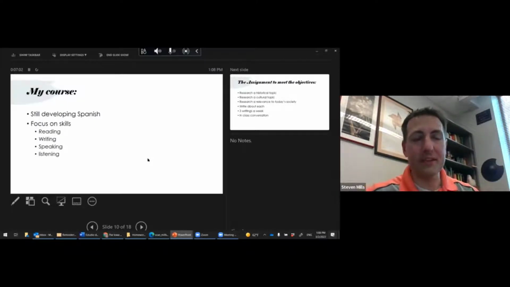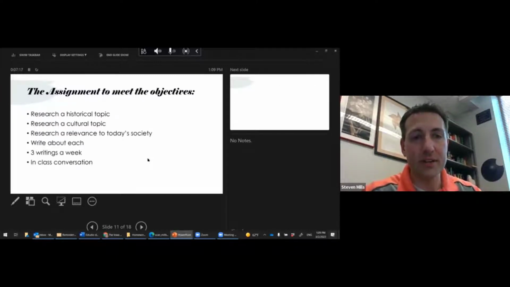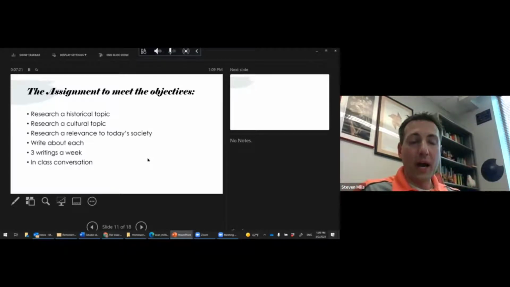They're still developing Spanish. I think on this slide, I've already touched on the topics, but I want them to be able to read and write, to speak and improve all these skills: listening comprehension, writing skills, speaking skills. So that's how I was moving into the assignment. And here were the assignment and the objectives. This is what I created to help them write the OER.